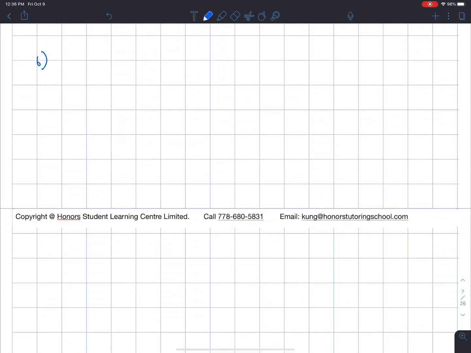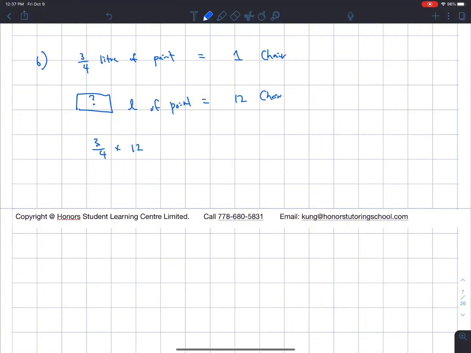Question 6. If it takes 3/4 of a liter of paint to paint a chair, how much paint is required to paint 12 chairs of the same size? So 3/4 liter of paint for one chair. For just one chair. And then they are asking us if we have 12 chairs, how much paint do I need? Well, I would just multiply them.